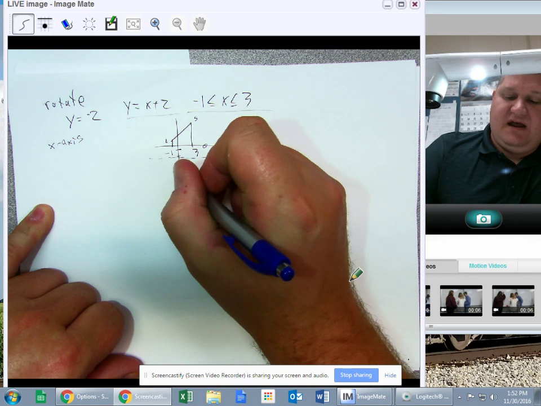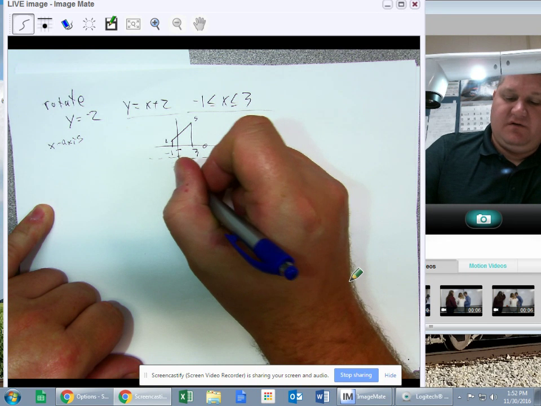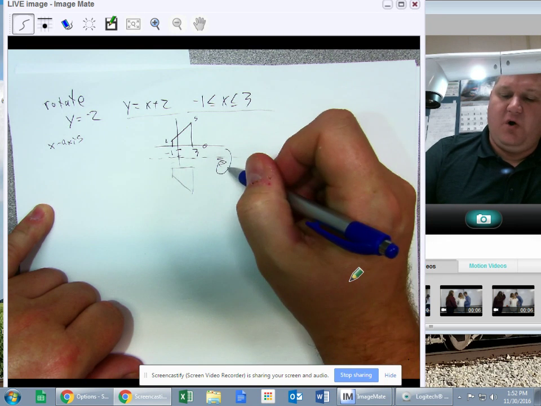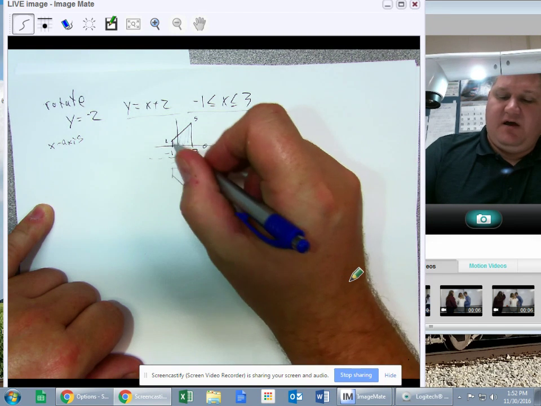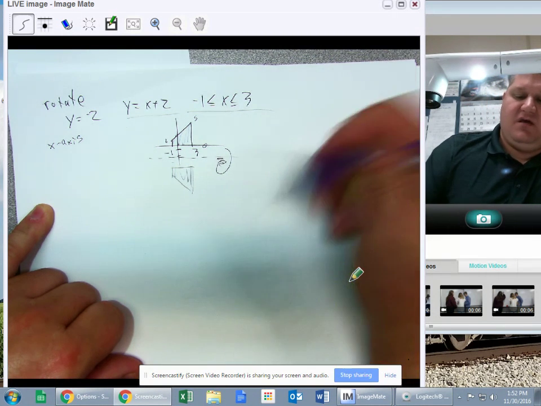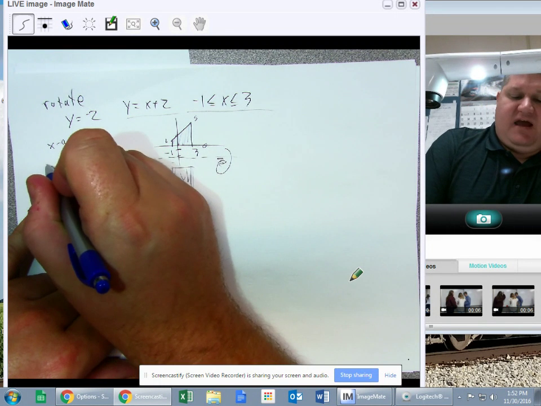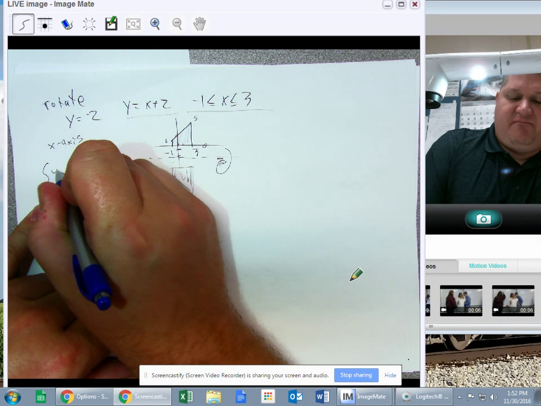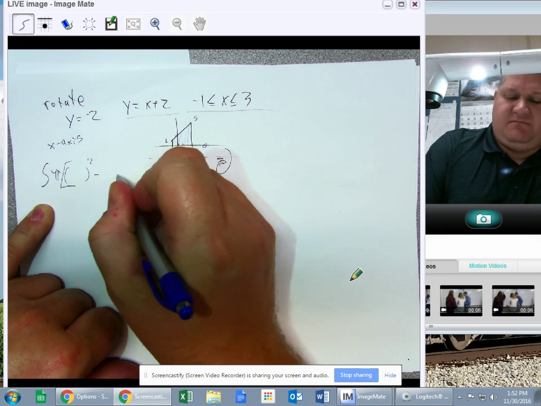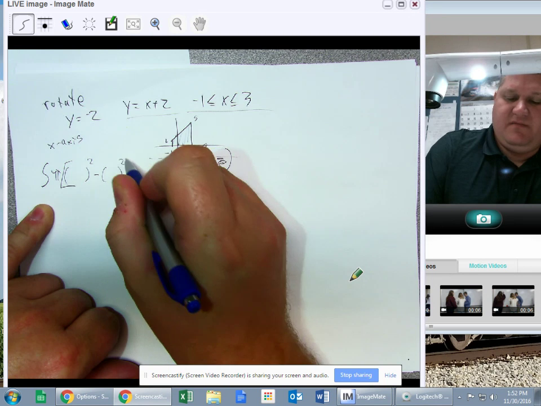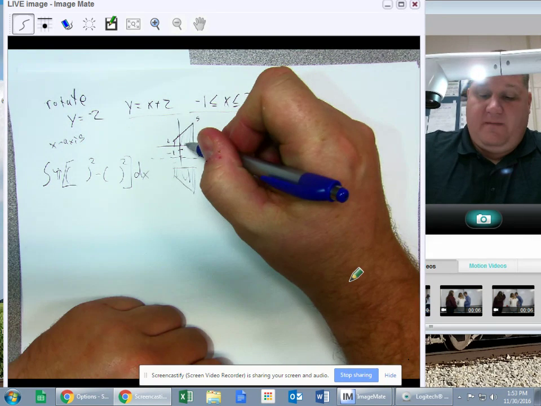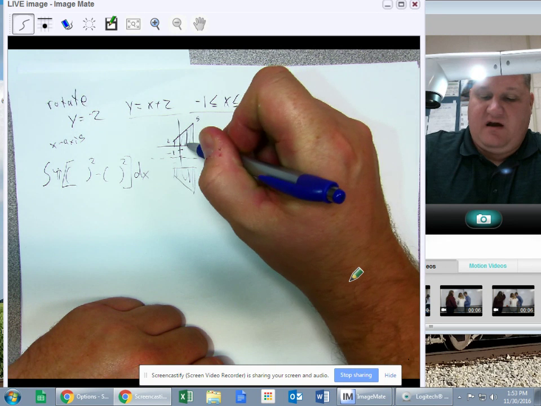Now, when I do this, though, 1, 2, it will be definitively a washer because I have an area up here, I have an area down here. So I need outer radius minus inner radius. So we're going to have integration of pi outer radius squared minus inner radius squared, and it's still going to be dx.